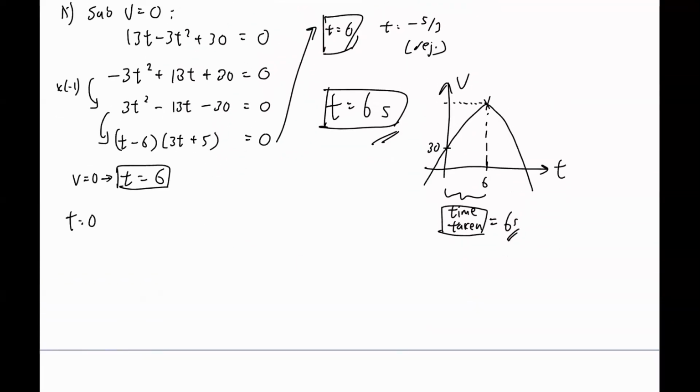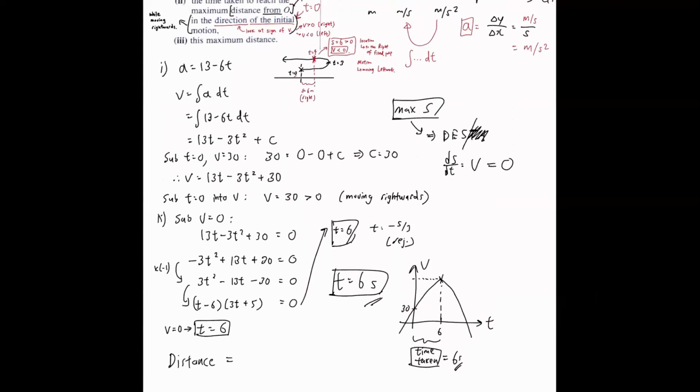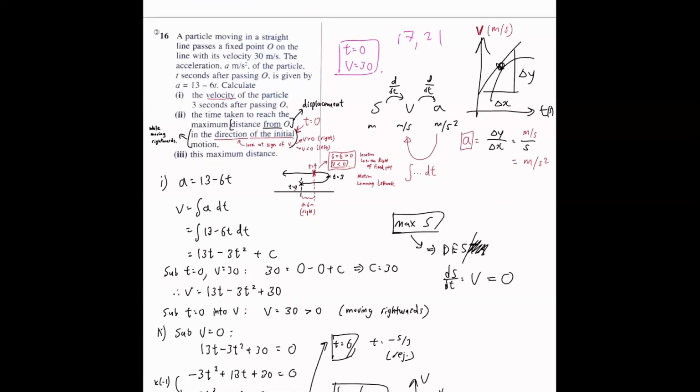So wouldn't the answer just be you sub in 6? Yes, as in you sub in t equals 6 into s. Correct, because this is before the very first turning point. So distance will just be, okay, hold on a second, let me think of it. What is the original displacement? When t equals 0, what's the s value? 30. Wait, that's v.